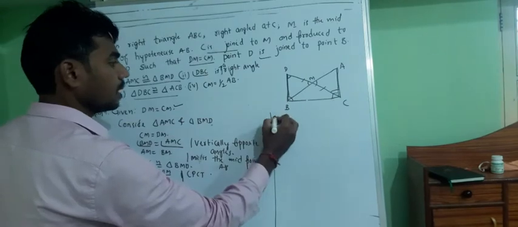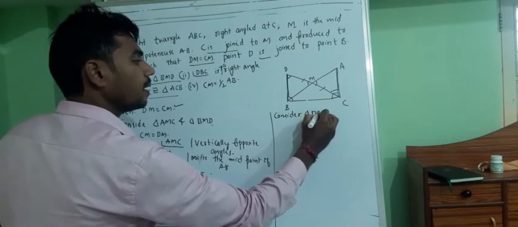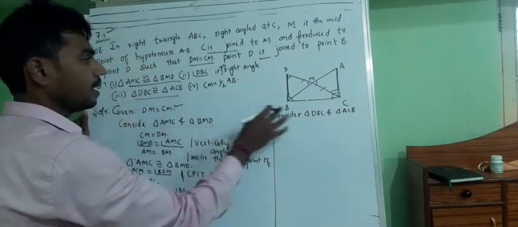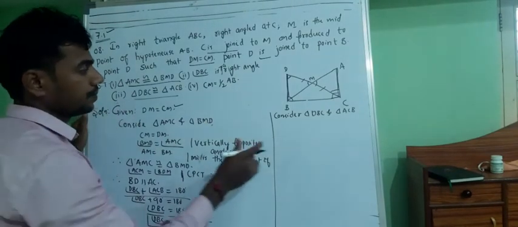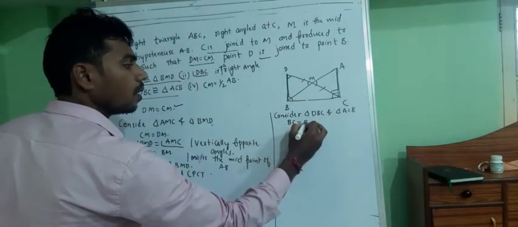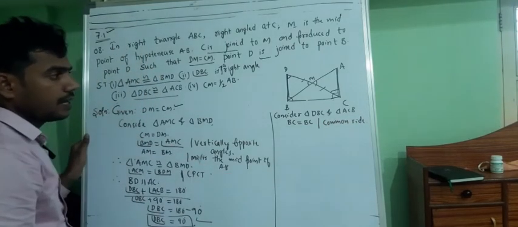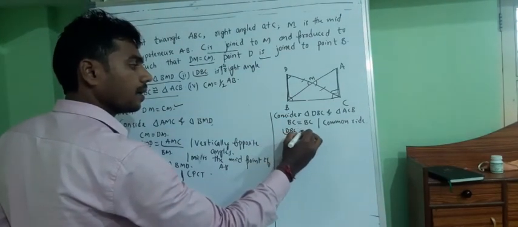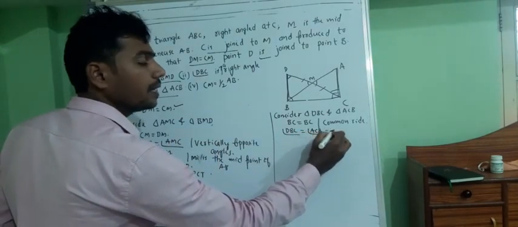Now, consider triangle DBC and triangle ACB. Fine. Triangle DBC and triangle ACB. In this, BC is equal to BC. Why? It is a common side. Fine. Angle DBC is equal to angle ACB. Why?